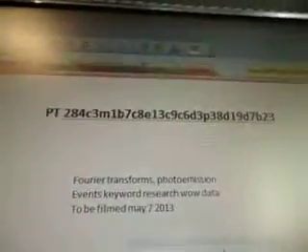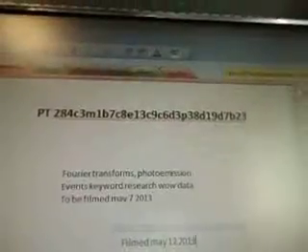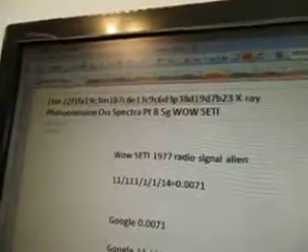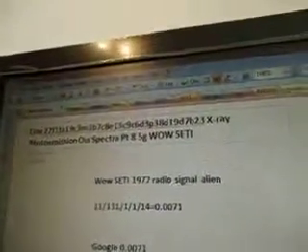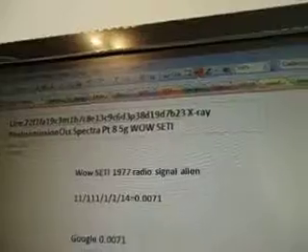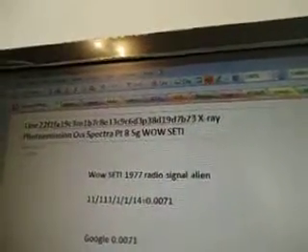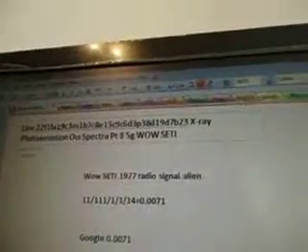Okay, so this is part 8 of X-ray Photoemission Ois Spectra, 5G Wow SETI.